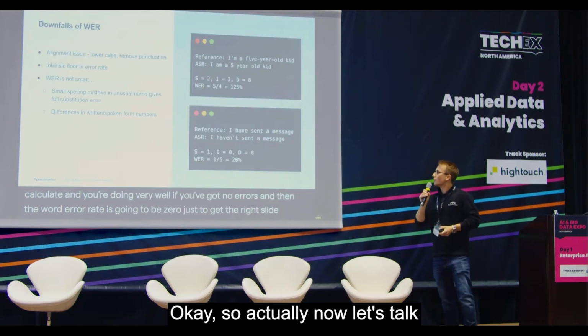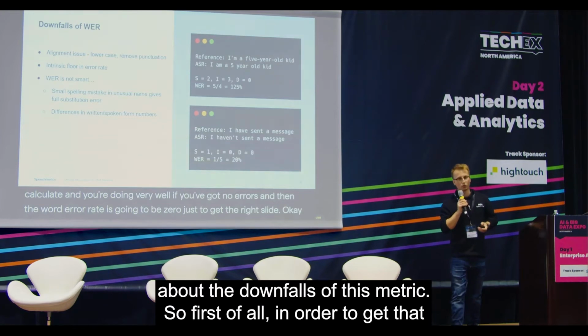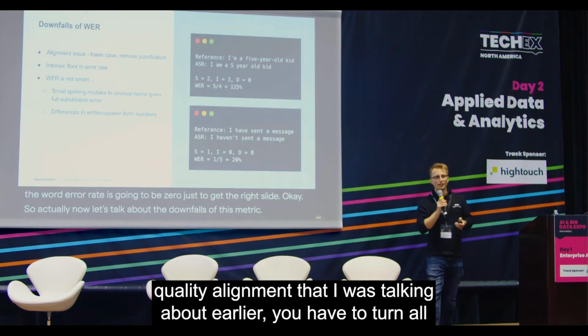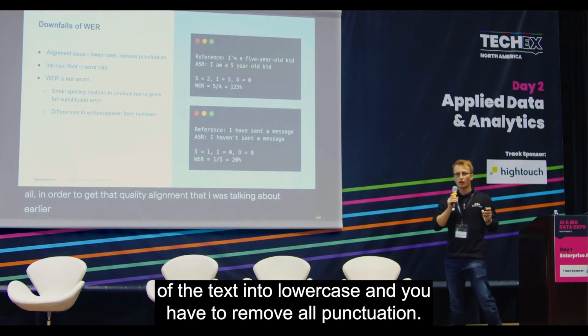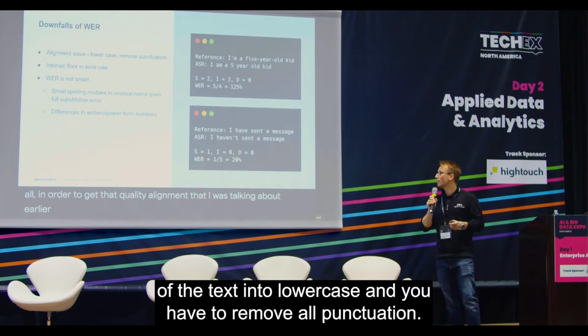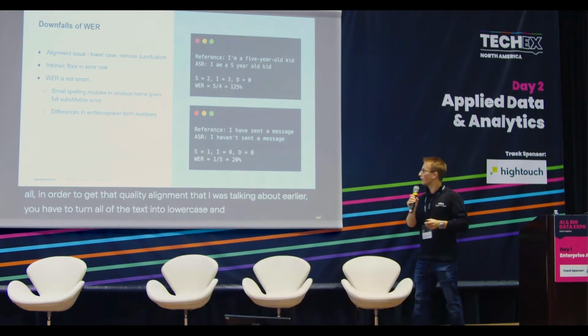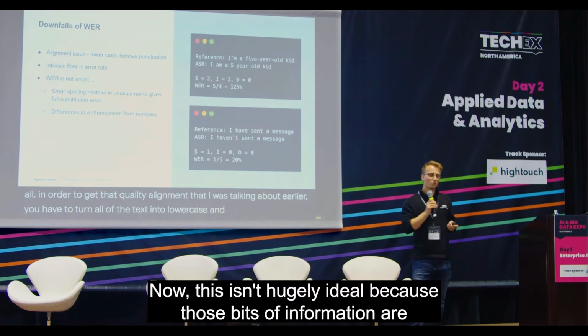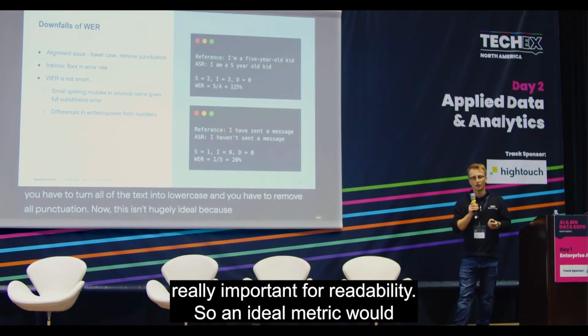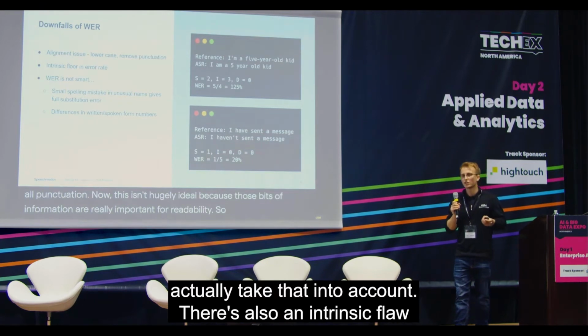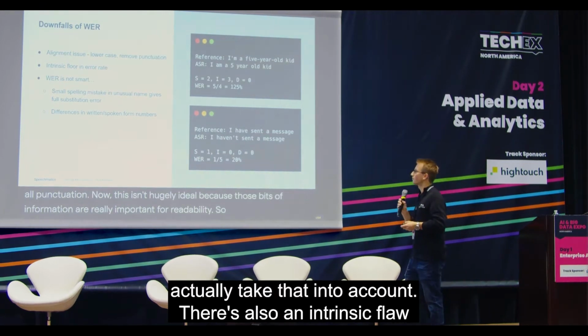Okay. So actually, now let's talk about the downfalls of this metric. So first of all, in order to get that quality alignment that I was talking about earlier, you have to turn all of the text into lowercase, and you have to remove all punctuation. Now, this isn't hugely ideal because those bits of information are really important for readability. So an ideal metric would actually take that into account.